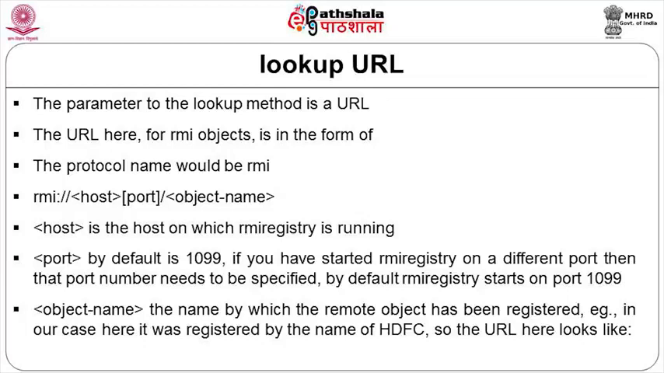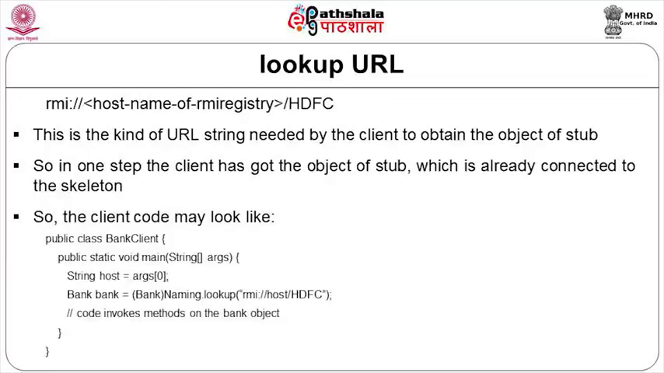So the URL here looks like RMI:// you will have your IP address or the host name of the RMI registry / and HDFC. So that's the kind of URL string which will be needed by the client to get the object of stub. And what he gets immediately, it's just a single step for the client. In one step, what he's got is the object of stub, the stub which is already connected.